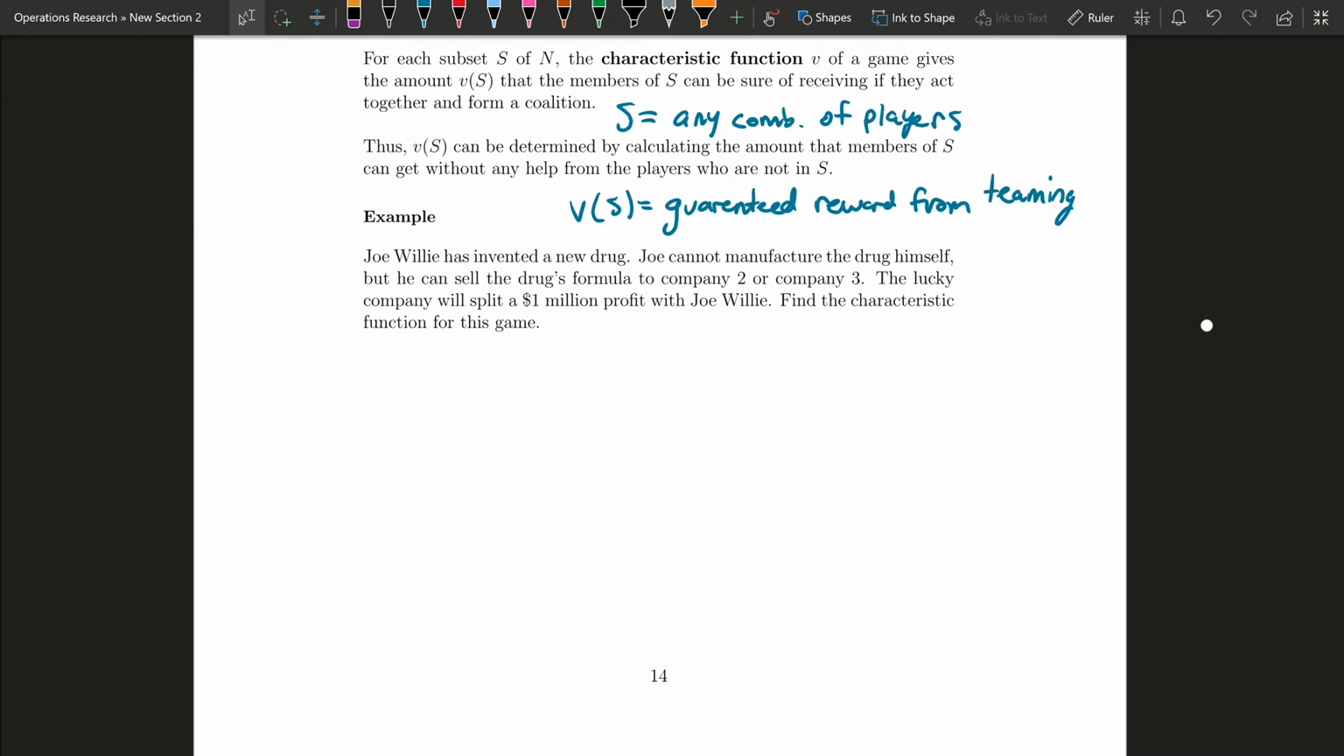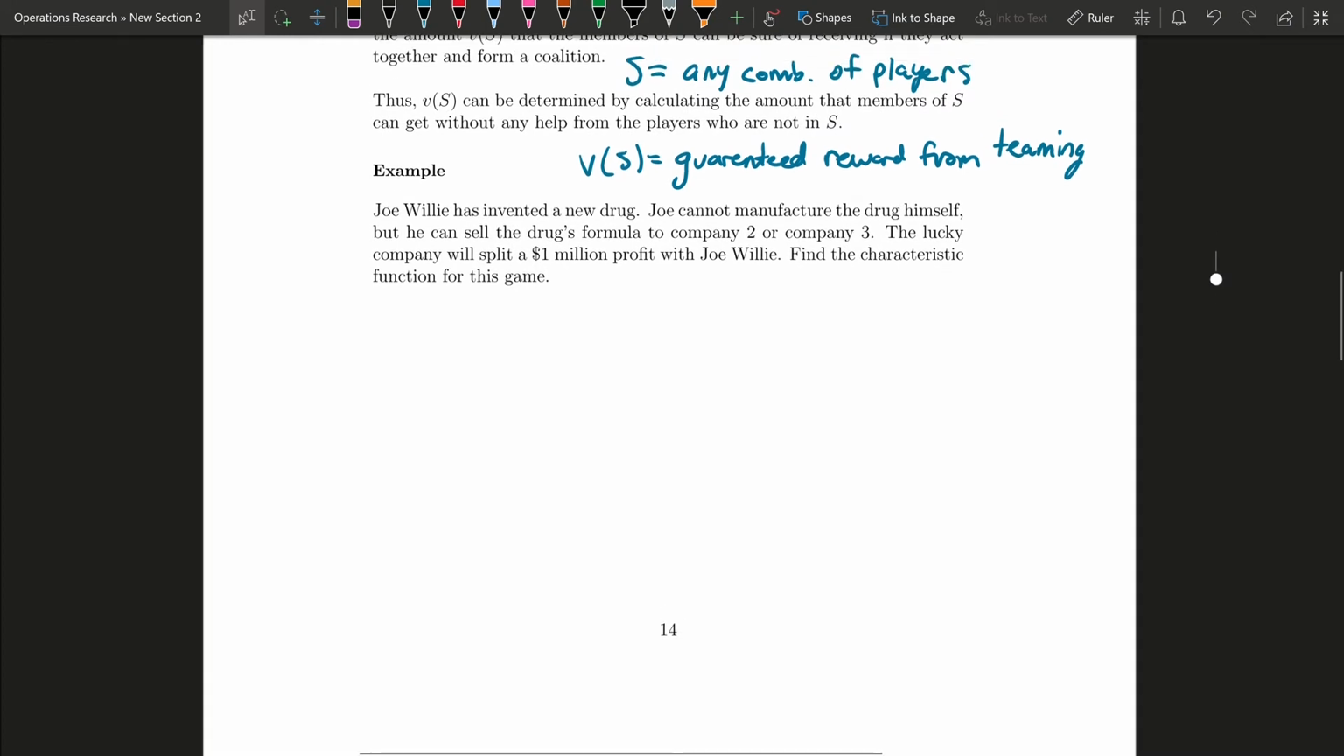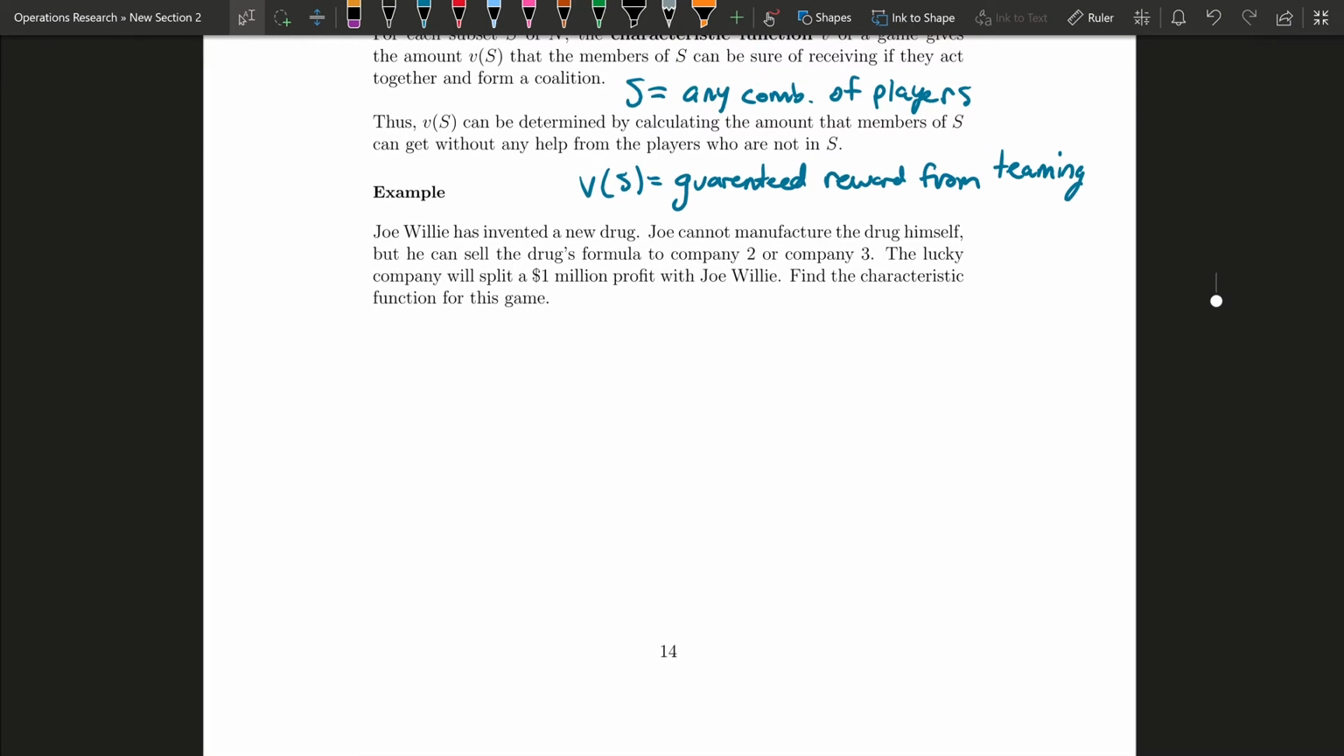Joe Willie invented a new drug. Joe cannot manufacture the drug himself, but he can sell the drug's formula to company 2 or company 3. The lucky company will split a $1 million profit with Joe Willie. Find the characteristic function for this game. So I think a good first step is to define who is what player here. So let's start off and say Joe is going to be player 1 for us.